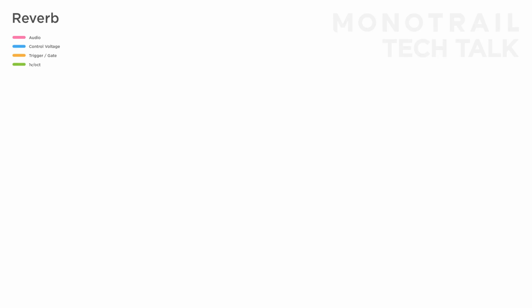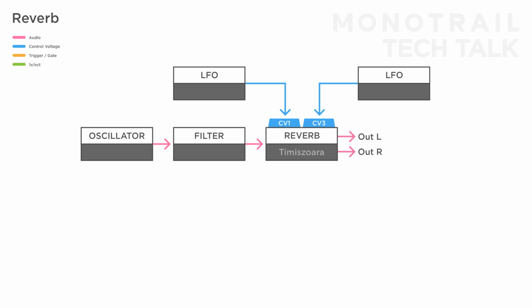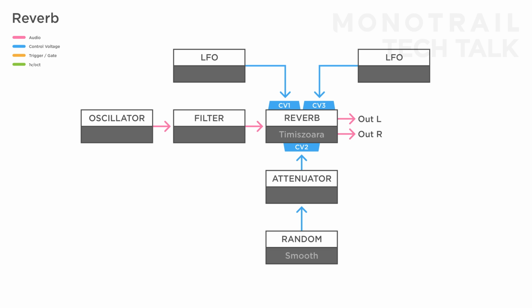To show how much motion can be achieved with just modulating the reverb, let's send a steady oscillator into a filter without any modulation and feed that into the reverb. Then, two unsynced LFOs are modulating the first and third CV input, and a smooth random voltage through an attenuator is modulating the second input. This works on simple reverbs, but has even more effect on creative reverb algorithms.